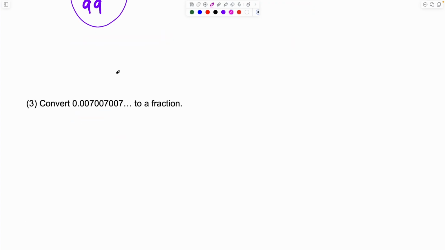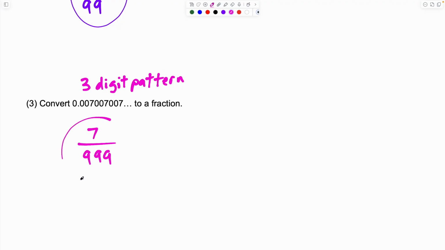And now for our last question, we're going to convert 0.007007 repeating to a fraction. And this is a 3-digit pattern, okay? 007 is repeating forever and ever. So here, I'm just going to write the 7. However, since this is a 3-digit pattern, I'm going to put 3 9s on bottom like this, okay? And this is going to be our fraction for this infinite decimal here.